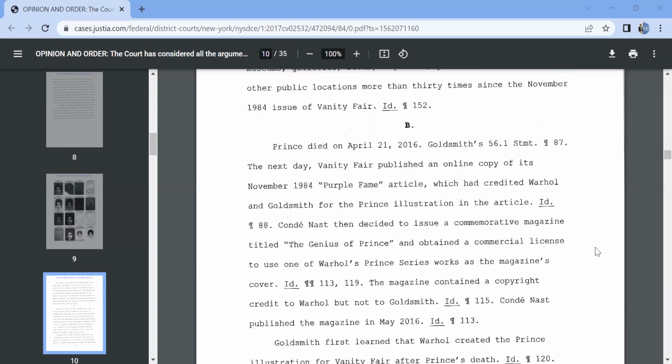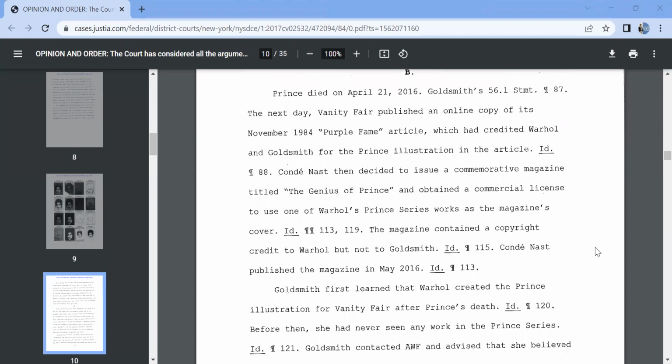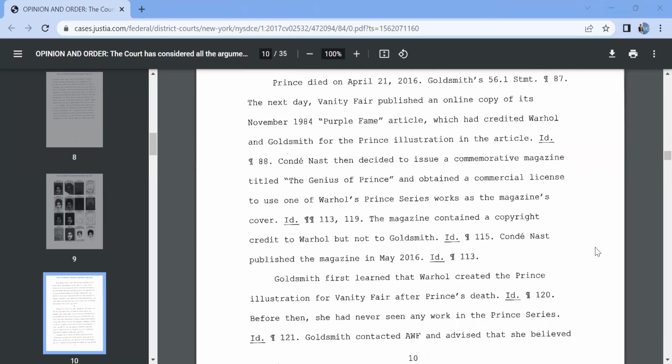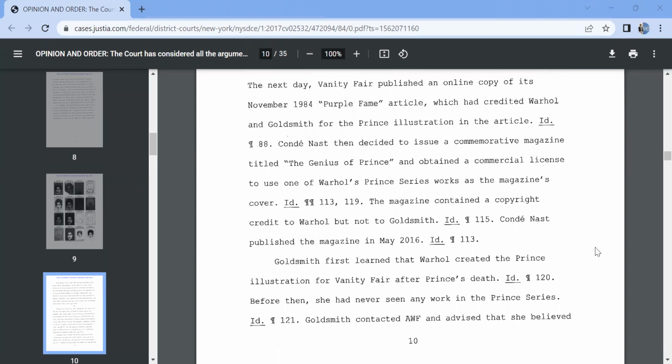into different works. And unfortunately, Prince died on April 21, 2016. The next day, Vanity Fair published an online copy of its November 1984 Purple Fame article, which had credited Warhol and Goldsmith for the print illustration in the article.